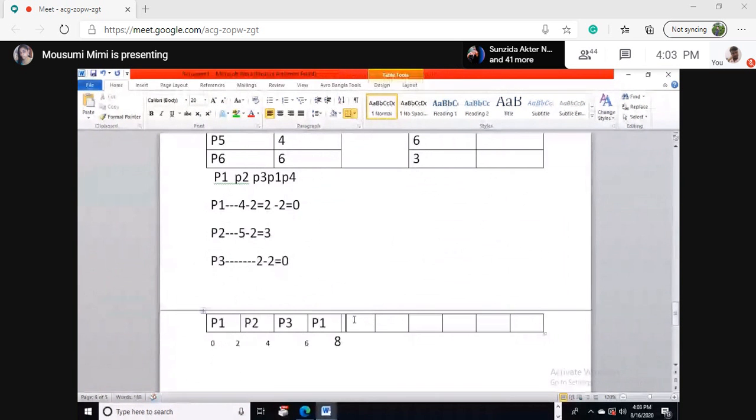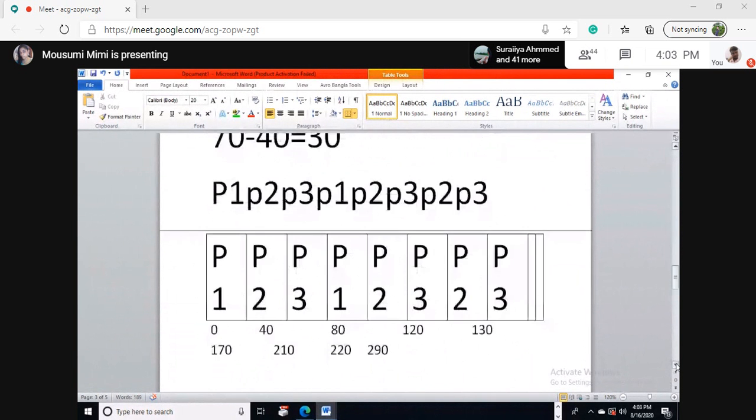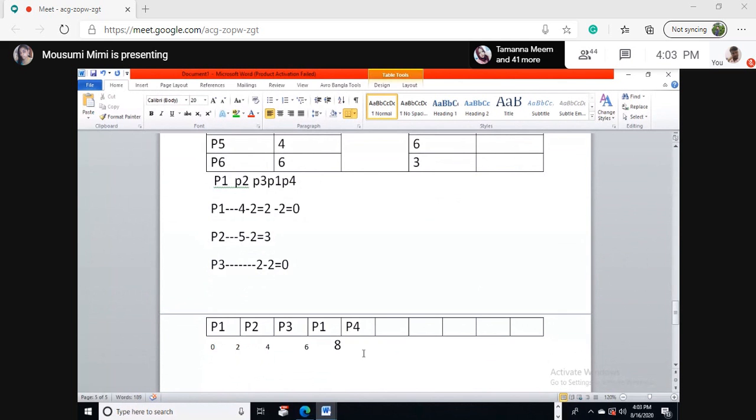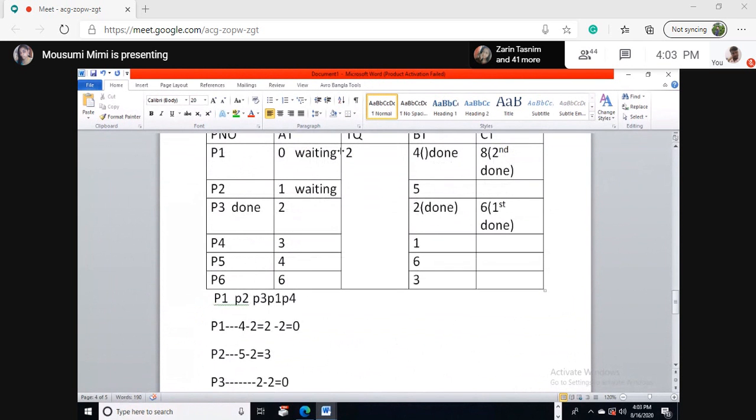So I take P4 and the burst time of P4 is 1. So 8 plus 1 equals 9. As quantum time is 2, but the burst time is smaller than the quantum time, process 4 is just done in a second. So process 4 is also complete.